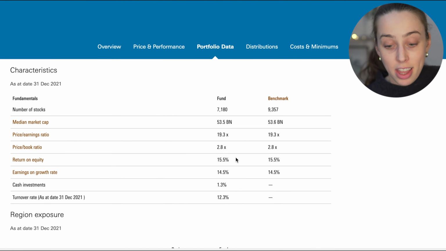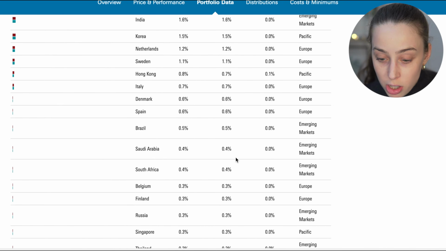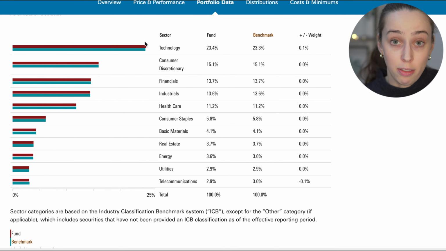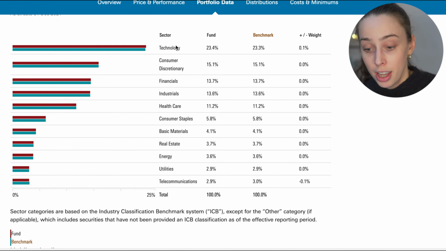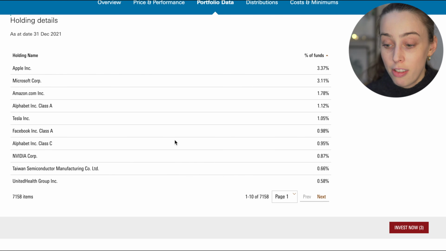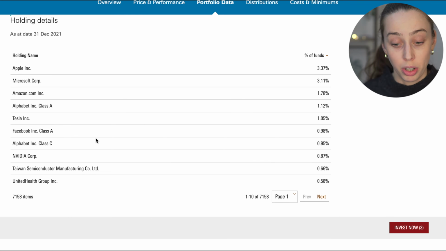If we take a look at the FTSE Global All Cap fund now, you will see that this fund is not investing in lots of different funds as the Lifestrategy one is. You're actually getting lots of different companies. If we scroll down here, it breaks down the sectors that you're getting if you invest in this fund. 23.4% go into the technology sector, 13.7% go into the financial sector, and so on. If you scroll down further, you can see exactly how that is split per company. The largest holding in this fund is Apple, then Microsoft, then Amazon, then Alphabet, then Tesla, and so on and so forth.